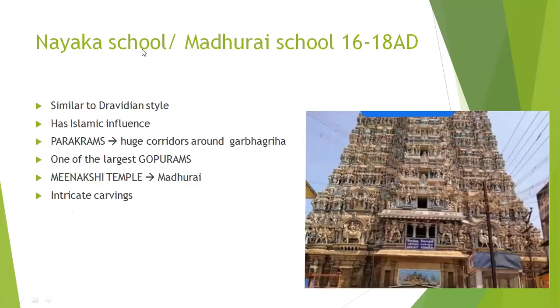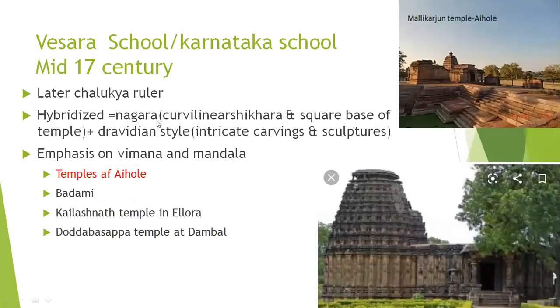let us understand what is the Nayaka school or the Madurai school of architecture. It developed in the 16th to 1800 AD, and there was an influence of the Islamic architecture in this. It is similar to the Dravidian style. There are huge corridors around the Garbhagriha known as the Parakrams. And these temples have got one of the largest gopurams. You can visualize the Meenakshi temple, which has the largest gopuram of the world. The example is the Meenakshi temple at Madurai. Look at the intricate carvings; these are very peculiar of the Dravidian style of architecture.